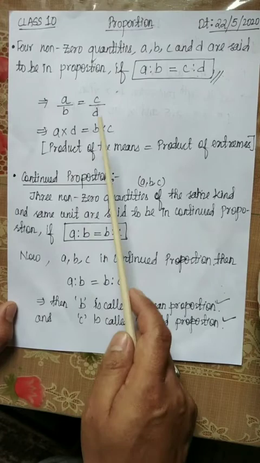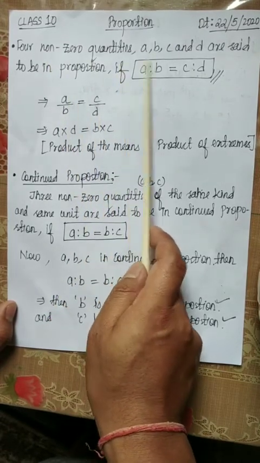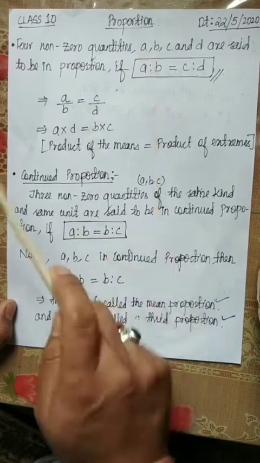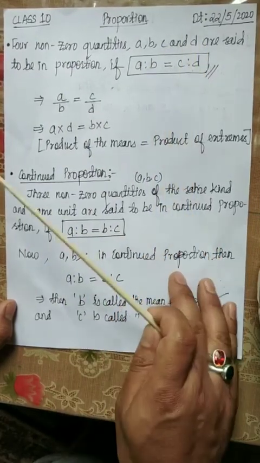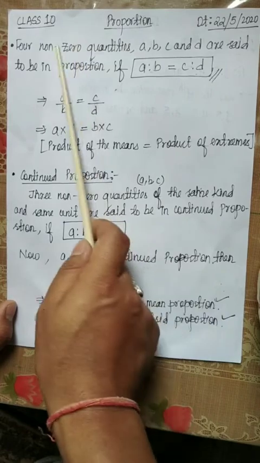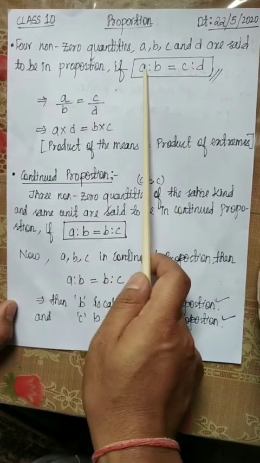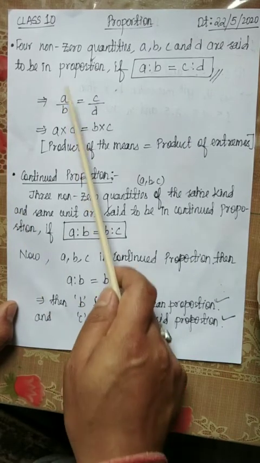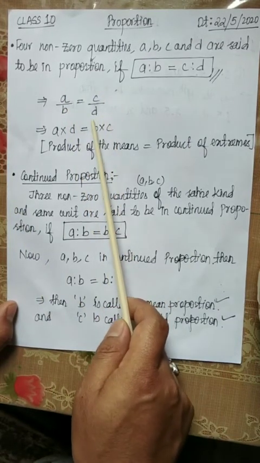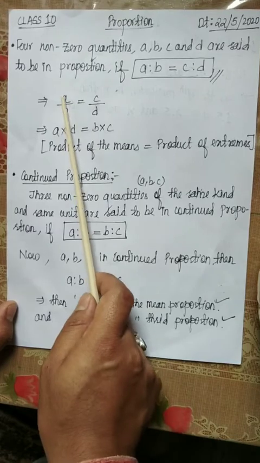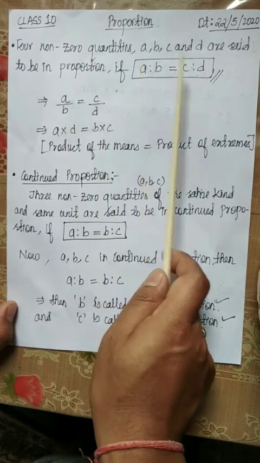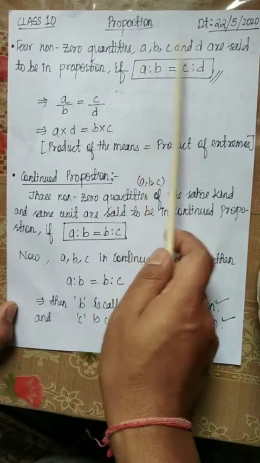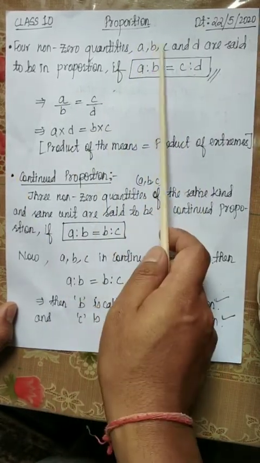Let's go through the definition of proportion. What do you mean by proportion? Four non-zero quantities A, B, C, D are said to be in proportion if first is to second is equal to third is to fourth, that is A is to B is equal to C is to D, which means A by B is equal to C by D. If I cross multiply it, I get A into D equals B into C. So A and D are the extreme values, and B and C are the mean values.